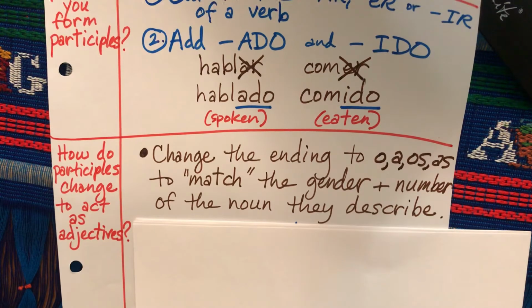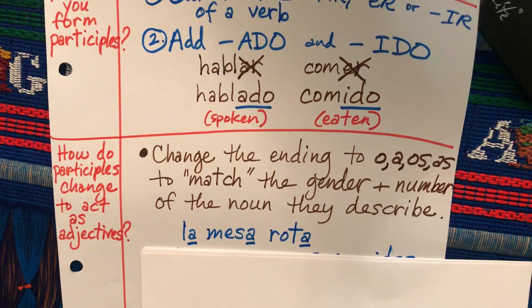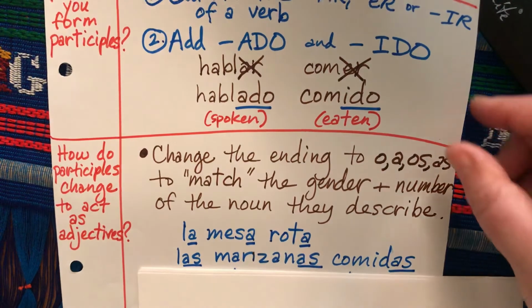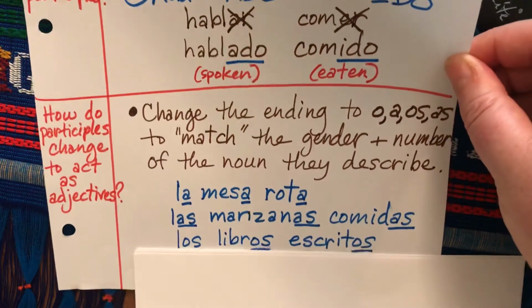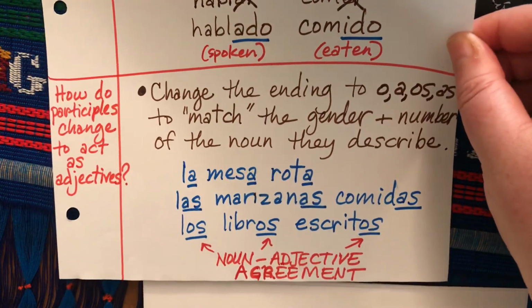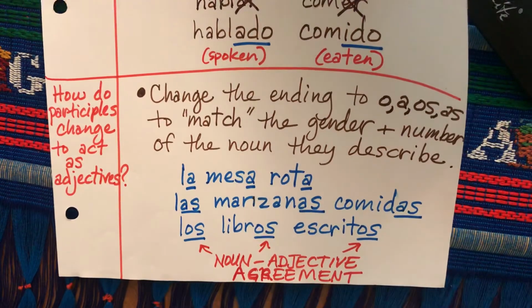So they change to match the gender and number of the noun that they describe. For example, la mesa rota, the broken table. Rota is actually an irregular participle. I'll show you what those are. Las manzanas comidas, the eaten apples. Los libros escritos, the written books. So we're having noun-adjective agreement because these participles in this case and this set of notes are being used as adjectives.